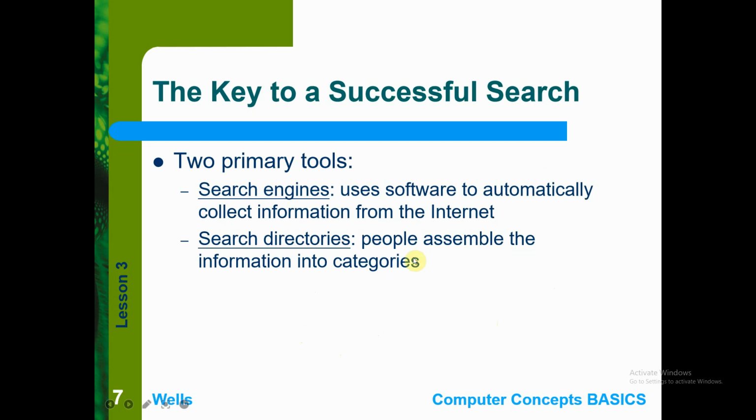And the key to a successful search and your search engine, as we have these two primary tools. We call it primary, depending on how you would utilize your search engine of your browser and through the internet. So we have search engines basically and search directories. So we can differentiate the two by its definition. Search engines use software to automatically collect information from the internet, whereas search directories are assembled by people who organize this information into categories.